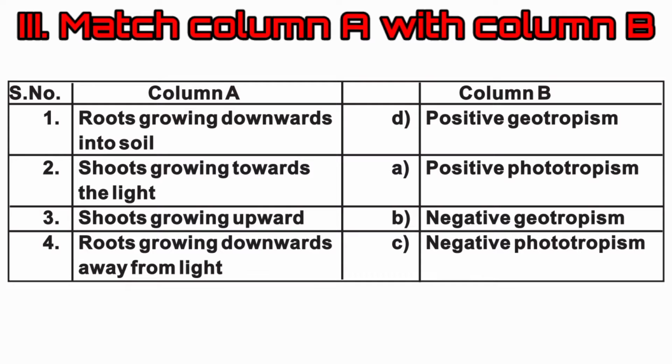Roots growing downwards into soil, positive geotropism. Shoots growing towards the light, positive phototropism. Shoots growing upward, negative geotropism. Roots growing downwards away from light, negative phototropism.